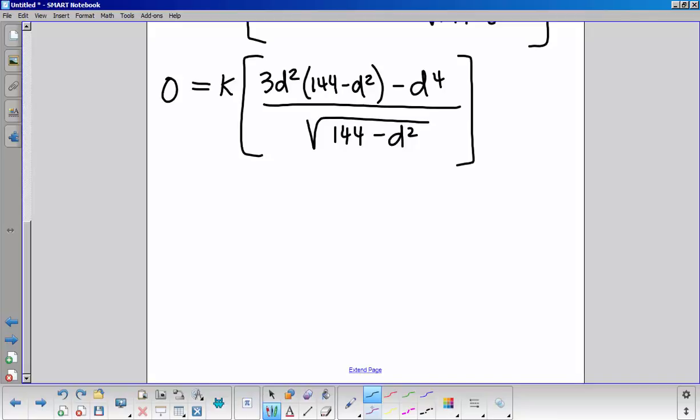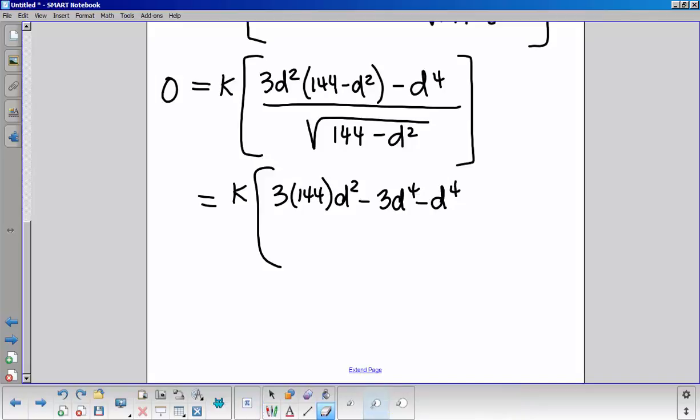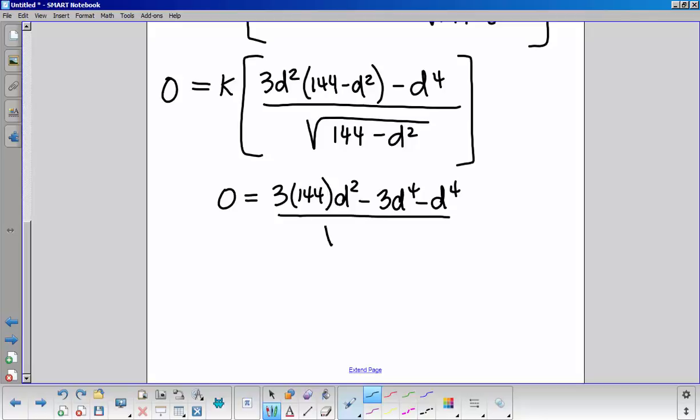Now I factor out a D to the, well, let's simplify it a little bit. We get 3 times 144 D squared minus 3D to the 4th, minus D to the 4th. I'm just going to take the numerator now. Is that all right? Okay, so the numerator, what happens when I combine these two? Negative 4D to the 4th.